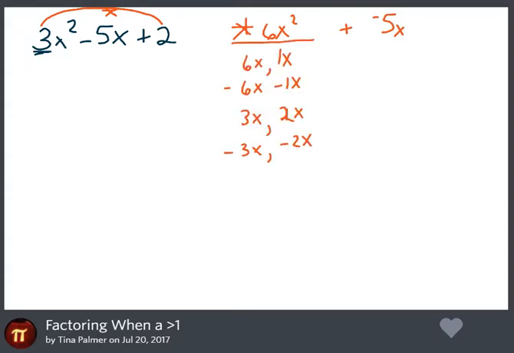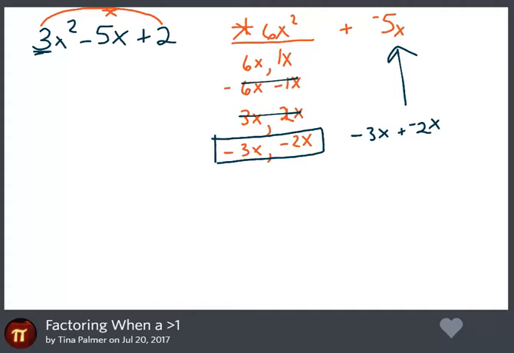These are all the quantities I can think of that would multiply to be 6x squared: positive 6x and a positive x, or a negative times a negative, 3x times 2x, or a negative times a negative of the same quantity. And when I look to add those, the one I'm looking for is this one, because negative 3x plus negative 2x gives me the negative 5x that I wanted. So all the rest of these I'm going to toss in the recycle bin.